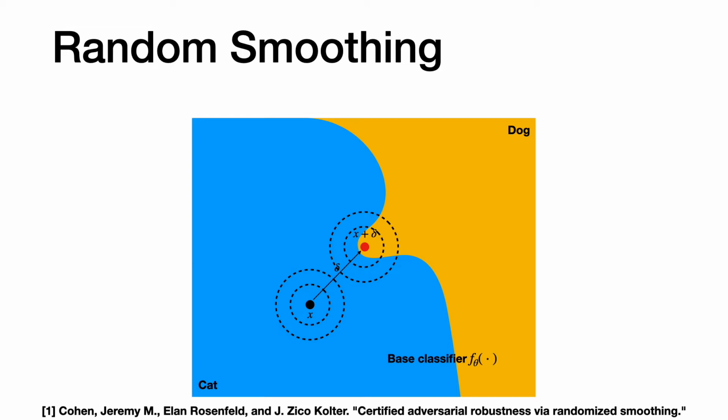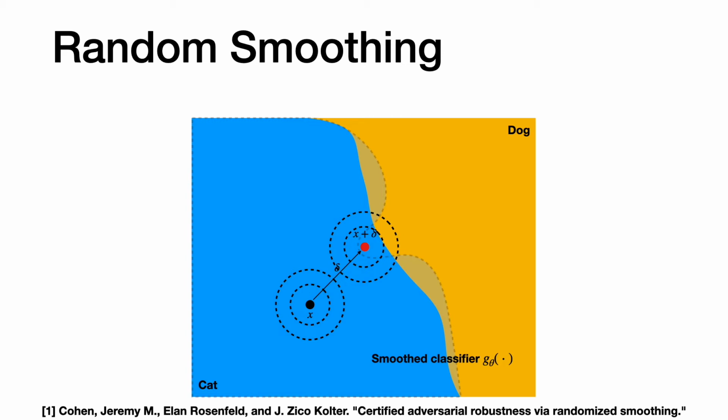Now, since x plus delta has more neighbors that also have a label cat, the classifier will be smoothed. In this smoothed case, x plus delta will now have the same label as x. The boundary of the smoothed classifier g theta will be smoother than the base classifier f theta.